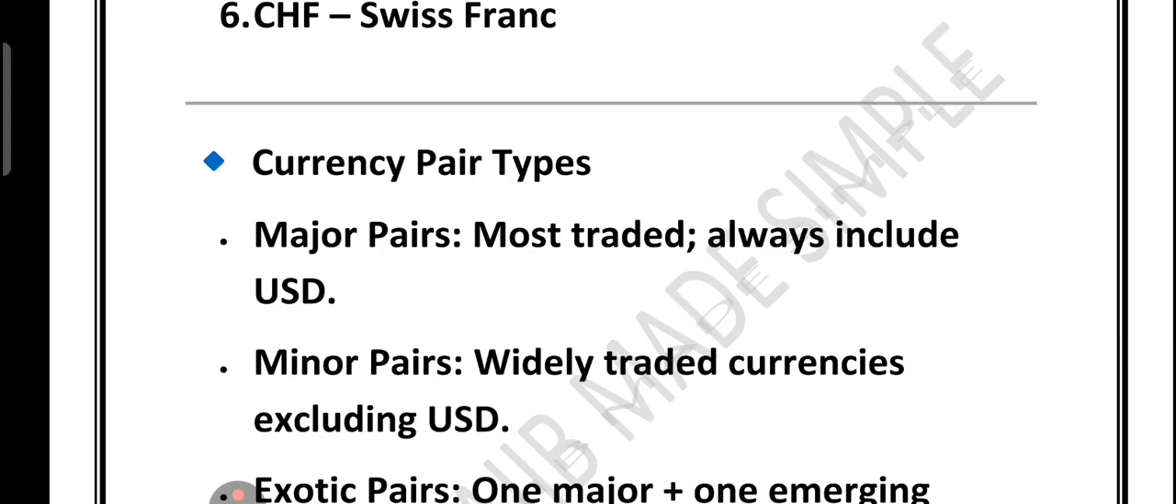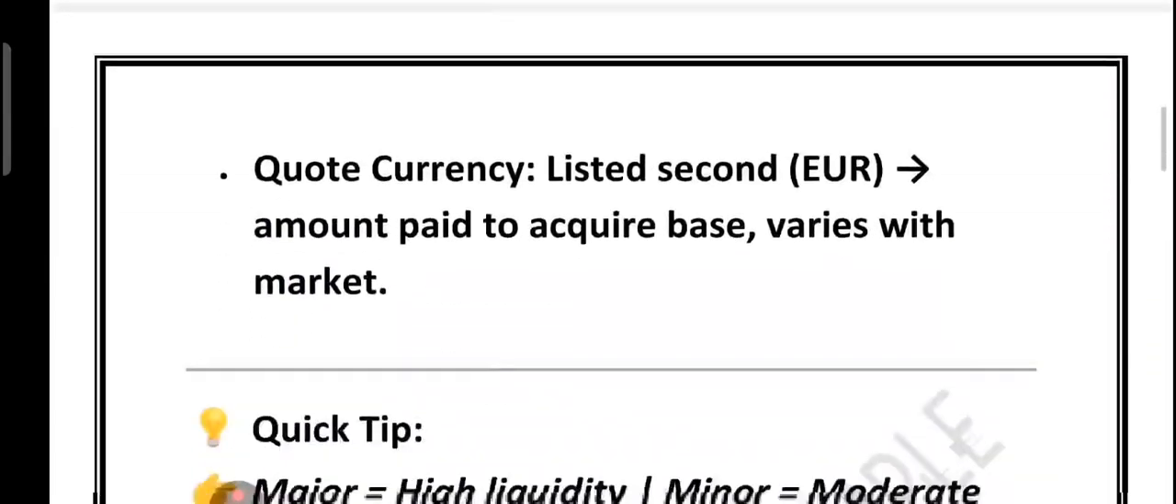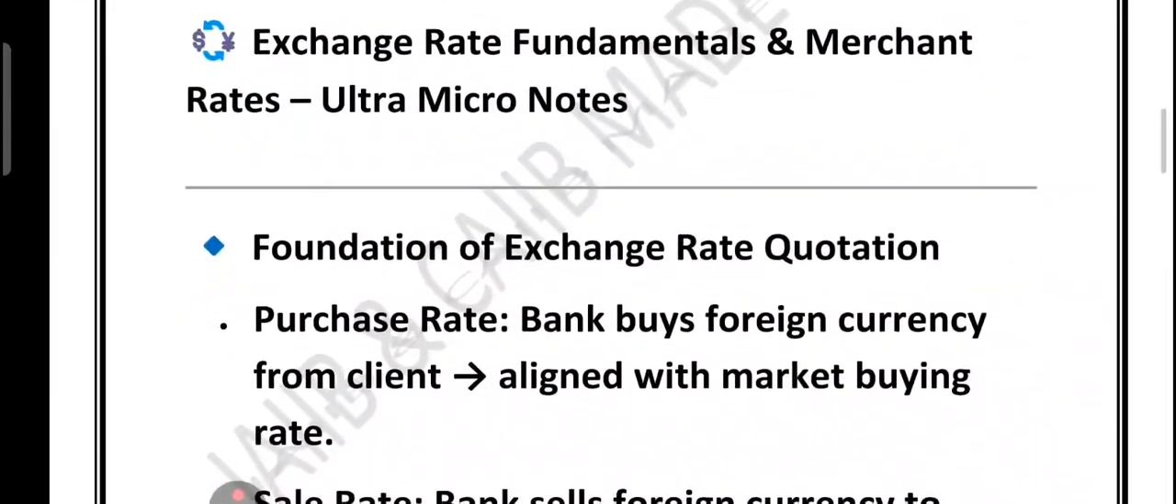So currency pair, major pair I told you, minor pair, exotic I told you, exchange rate quotation, I think we have discussed all these things, right? Now exchange rate fundamentals, very important. Let's clear the fundamentals first.